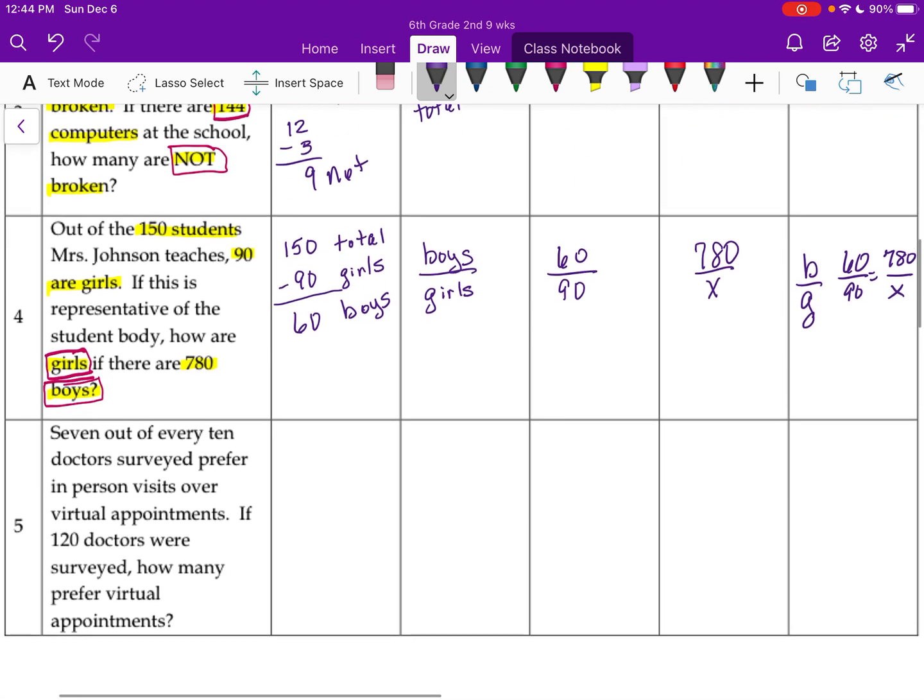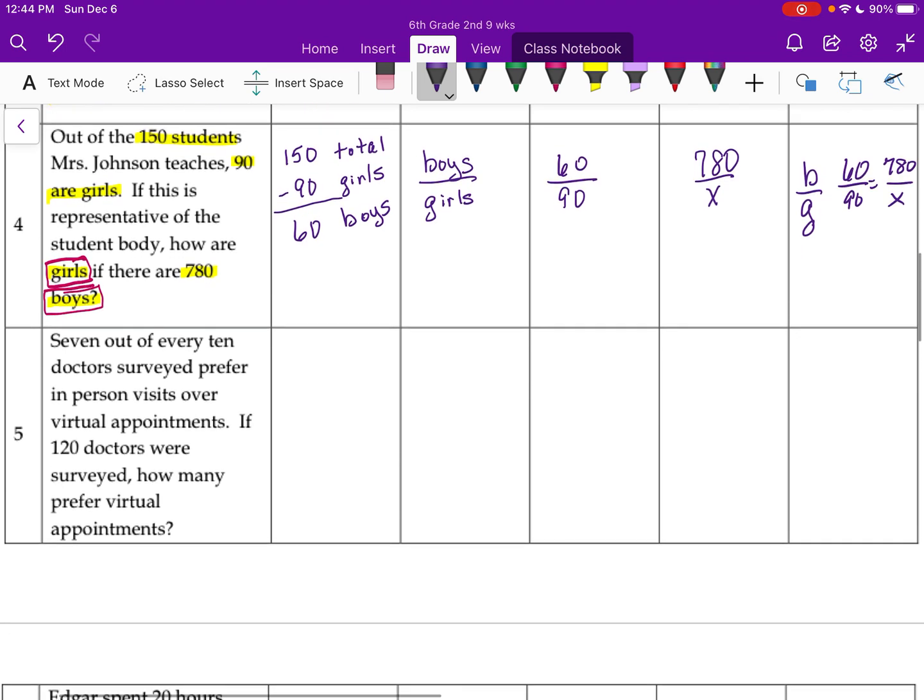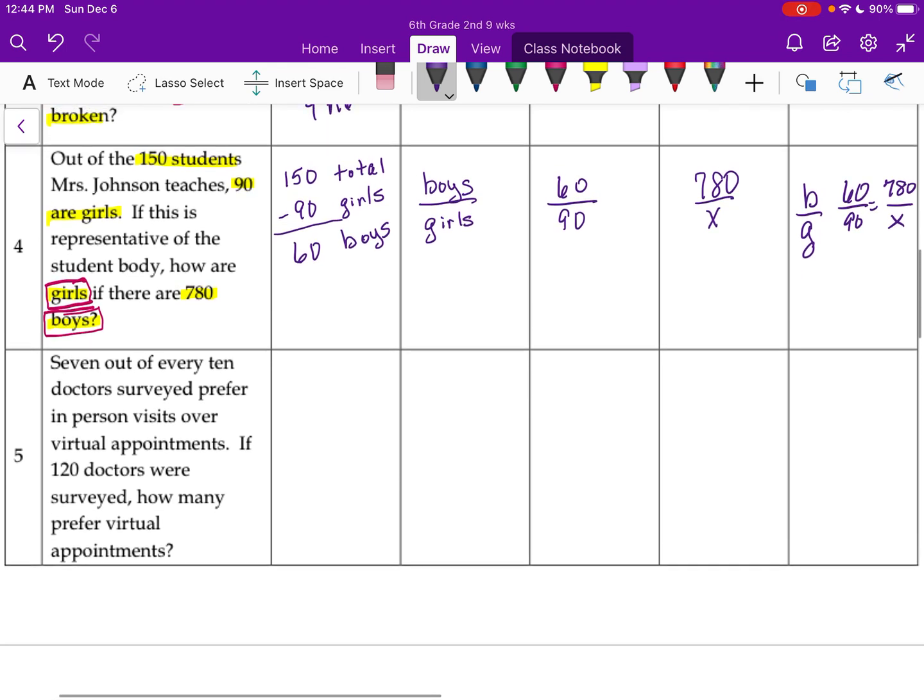All right, hopefully you're starting to get the hang of this. So why don't you try to read number 5 and try to fill in the chart. Pause the video, try it by yourself, and then see if you get it right. Okay, so 7 out of 10, right? So 7 prefer in person over virtual.